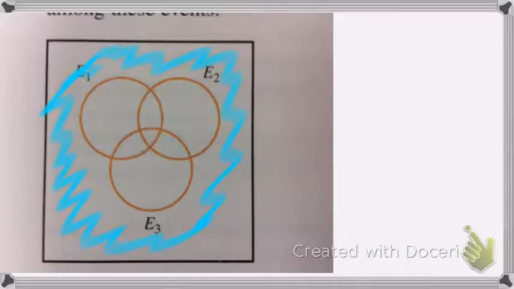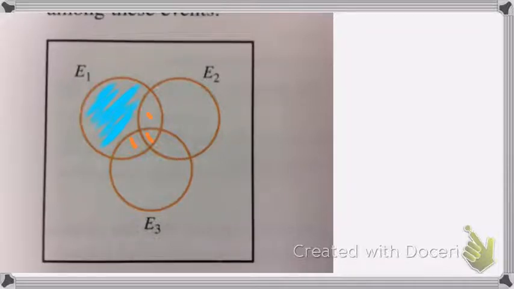For D, it would like to know only the plant at Site 1 is completed. So this would include the area where plant 1 is completed, but since it says only plant 1, I would not include these regions here. I would just include the area that's highlighted in blue, because in those orange regions, plant 1 is completed in addition to another plant.